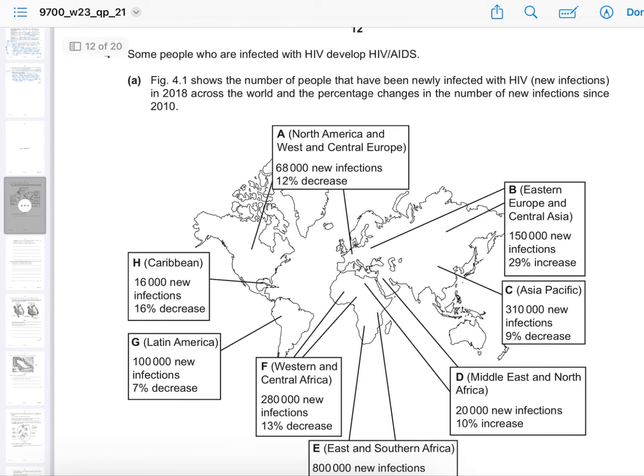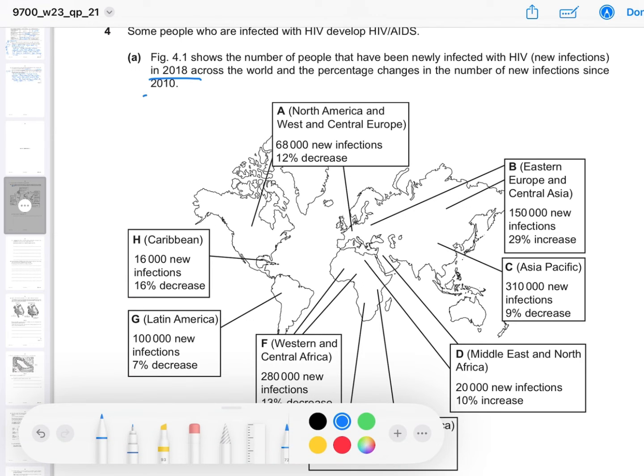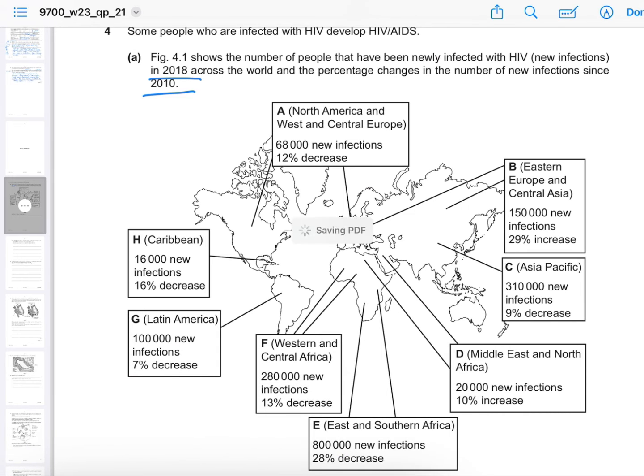Question 4. Some people who are infected with HIV develop AIDS. In part A, figure 4.1 shows the number of people that have been newly infected with HIV. So you're shown new infections in 2018 across the world and the percentage changes in the number of new infections since 2018. So they're showing you the current number in 2018 and the changes since 2010.